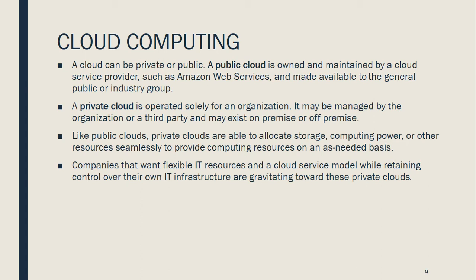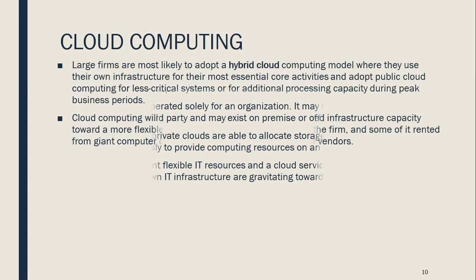Whereas a private cloud is operated solely for an organization. It may be managed by the organization or a third party and may exist on premises or off premises. So a public cloud is owned by the company, but it is available to the public, whereas a private cloud is owned by an organization, or it might be owned by a third party, but it is only available to a particular organization. That is why it is called a private cloud.